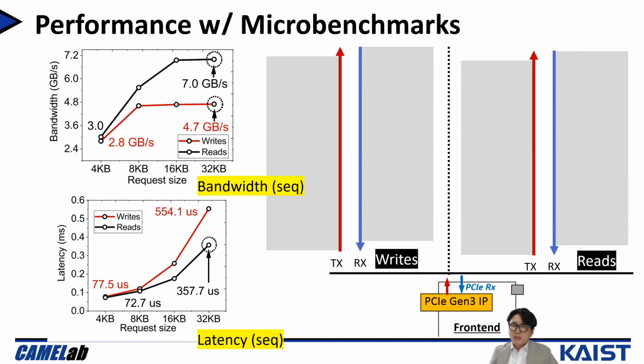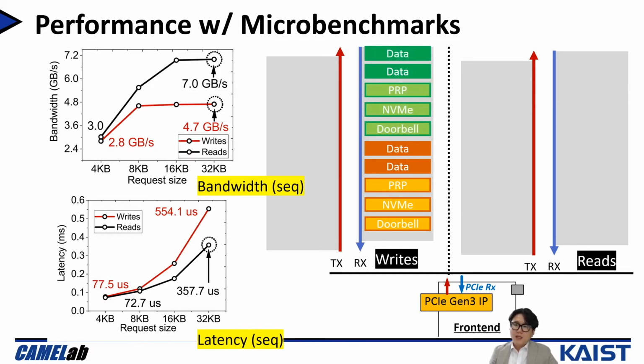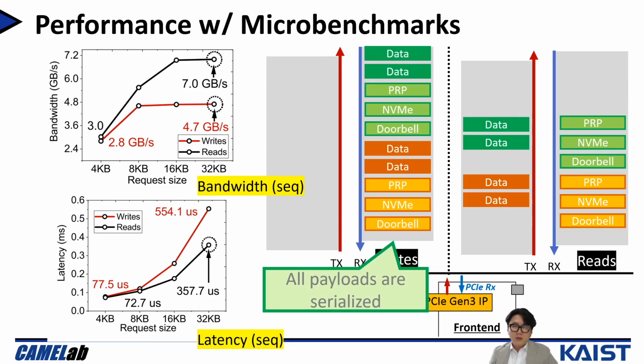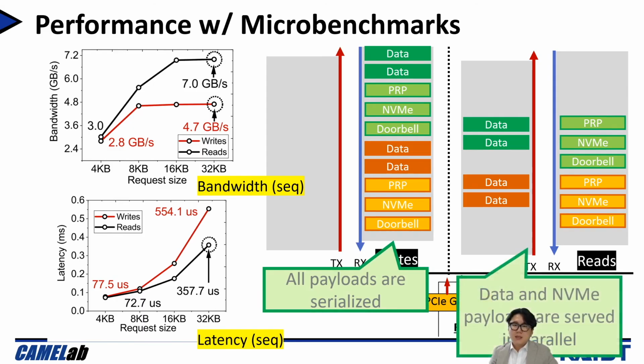To process a request, we have to handle a doorbell update, NVMe command fetch, decode, and the PRP traverse first. Then we can see the location of the data and are ready to transfer the data, which are all performed as inbound PCI packet processing. For the next request, we are required to do the same thing. However, the request for the read and the data for the read are delivered from the device to the host through the outbound PCI path, so it can be overlapped. In other words, for writes, all payloads are serialized. In contrast, the read data and NVMe payloads are served in a parallel way.